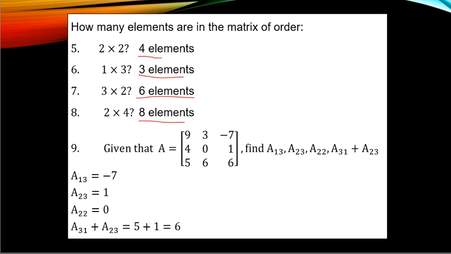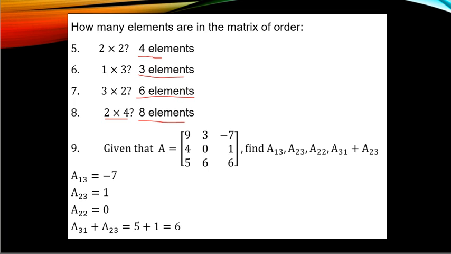Remember, ordinarily this dimension means 2 by 4, but if you want to get the number of elements, multiply 2 by 4, that gives you 8 elements. Number 8, that is 8 now.